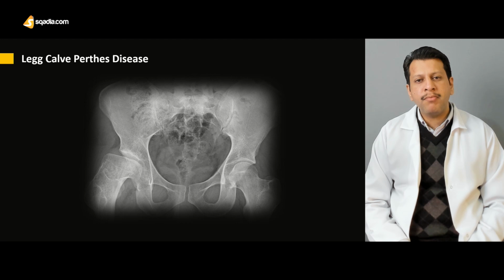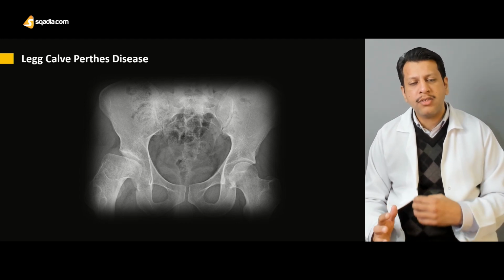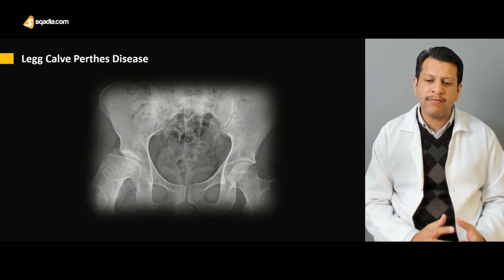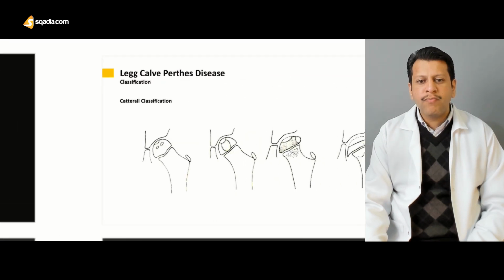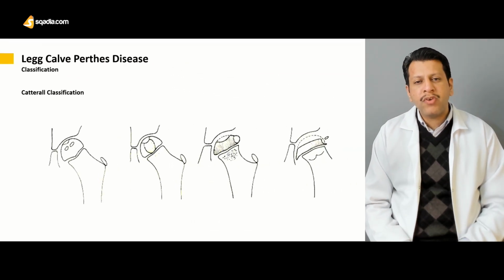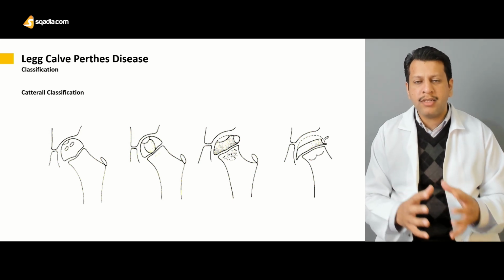For example, we will be discussing what are the changes which occur in the epiphysis, over the cartilage, as well as the physis and the metaphysis, and what you need to look for on these X-rays. From then, we will be moving on towards the different classifications which are available to classify LCPD.